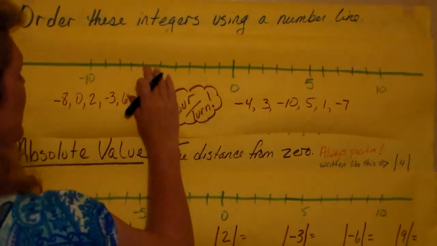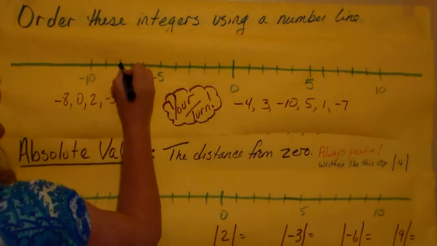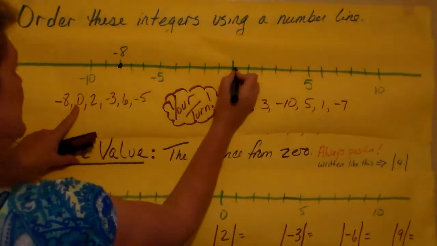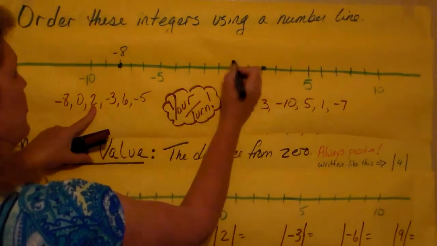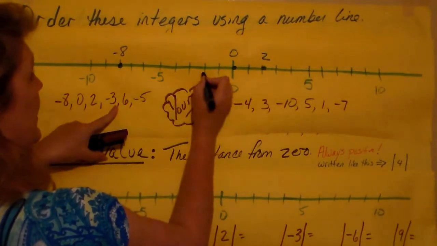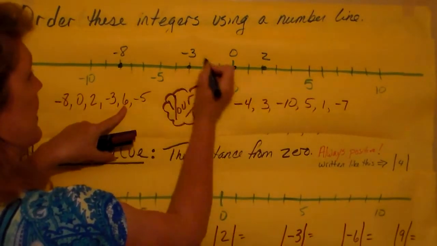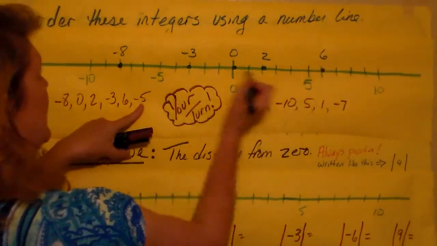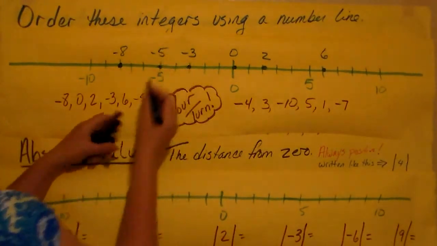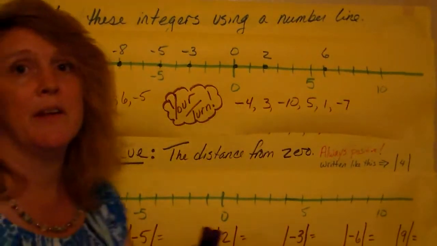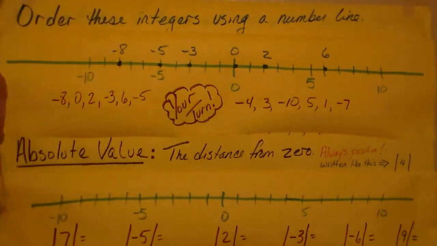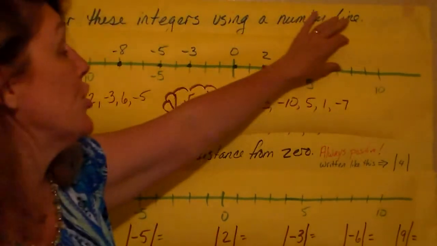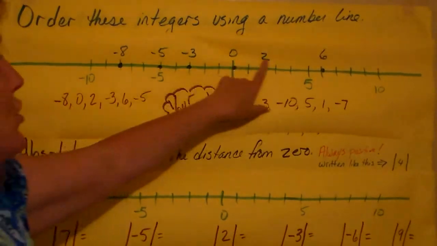So I'm going to start with my -8, my 0, a 2, whoops, sorry, 2, -3, 6, and -5. And now, if you put them all on the number line, it's really obvious that from least to greatest, you start at the -8 and you work your way up.